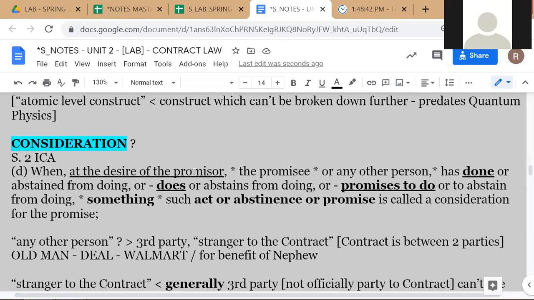So the promisor, first, a person makes a proposal and becomes a promisor, and then expresses a desire that the promisee, the person who will accept the proposal, should do something. So not something that this guy thinks of independently, but something which this guy wants him to do. That's what is basically consideration. And then such act, abstinence or promise, is called consideration for the promise. Which promise?